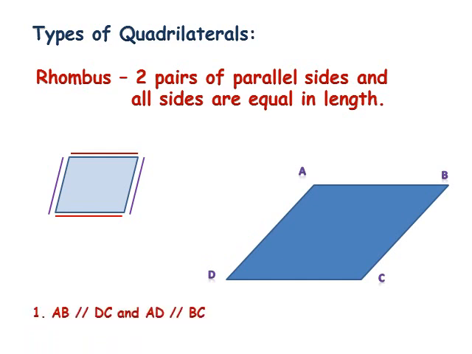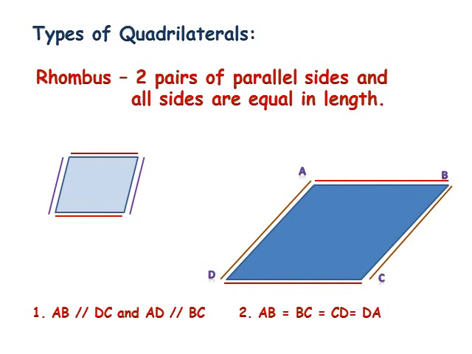Okay. And for the second figure, if we name our rhombus this way, as you can see, the top and the bottom, AB and DC, are parallel, as well as AD and BC are also parallel. But you have to make sure that all sides, AB, BC, DC, and DA, are all equal in length. Okay.